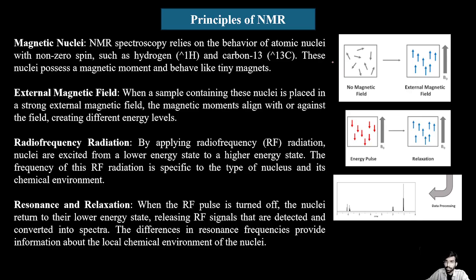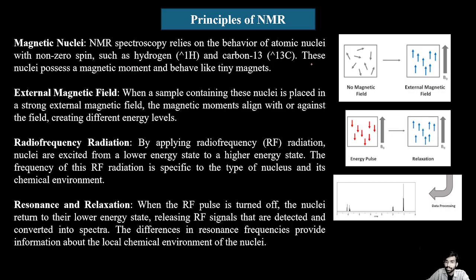Now NMR. So what is the basic principle of NMR? In general, NMR spectroscopy relies on the behavior of atomic nuclei. So earlier in UV-visible there was electronic transition, if you remember, but in NMR there is nothing about electronic transition. It's all about the nucleus, right? So in nucleus, hydrogen-1 or carbon-13, these have non-zero spin.